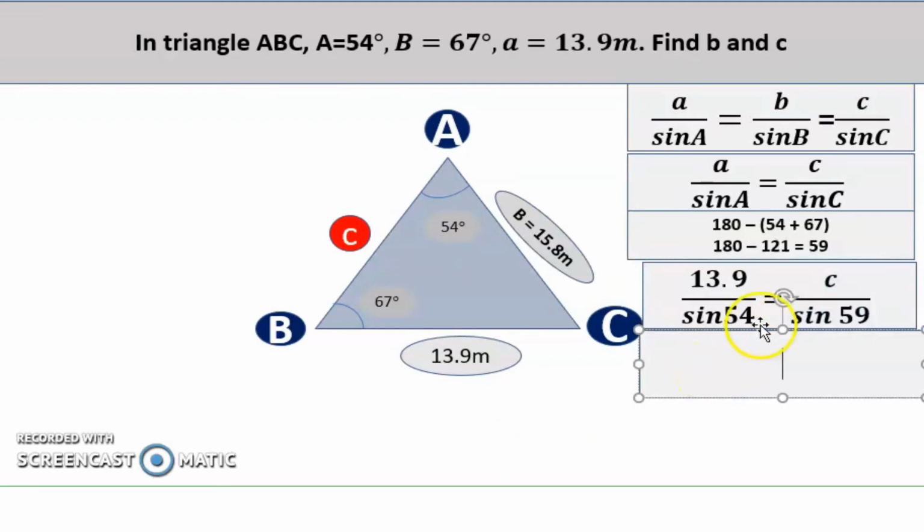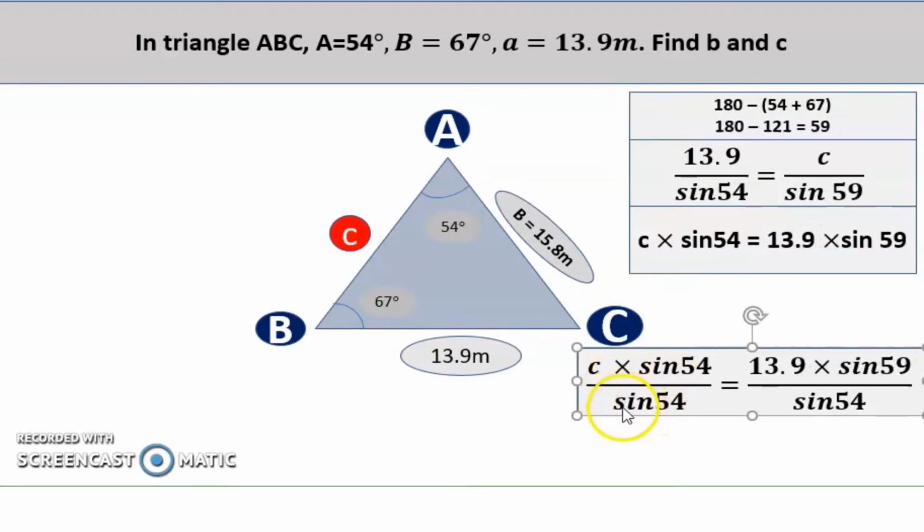So cross multiplying, our C will multiply sine 54 degrees. So we're having C times sine 54 degrees, which is equal to 13.9 times sine 59 degrees. Now what we are going to do here will be to divide both sides by sine 54 degrees in order for us to find our C.